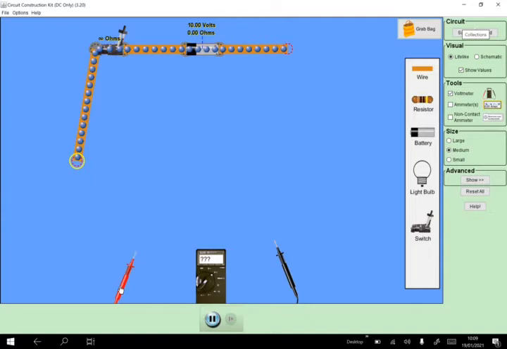Now, we are going to use a resistor. Usually, the resistor here is used to decrease the flow of current. It's opposition to the flow of current. And you have to remember to use another wire.